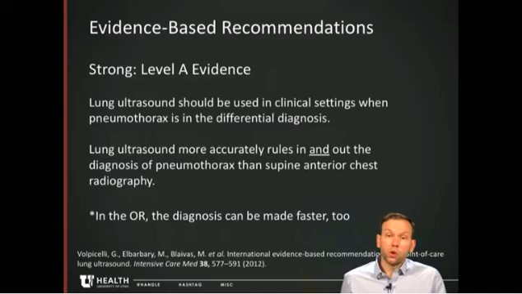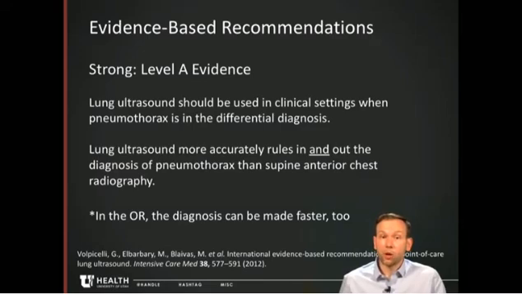And so looking at some of the evidence that's growing, there was an international review of the evidence, and that panel rated the evidence for strength using the typical ABC that you'll see in these strength of evidence analyses. Some of the key findings were that lung ultrasound should be used in clinical settings when pneumothorax is in the differential diagnosis. It's generally faster and has improved sensitivity over chest x-ray.